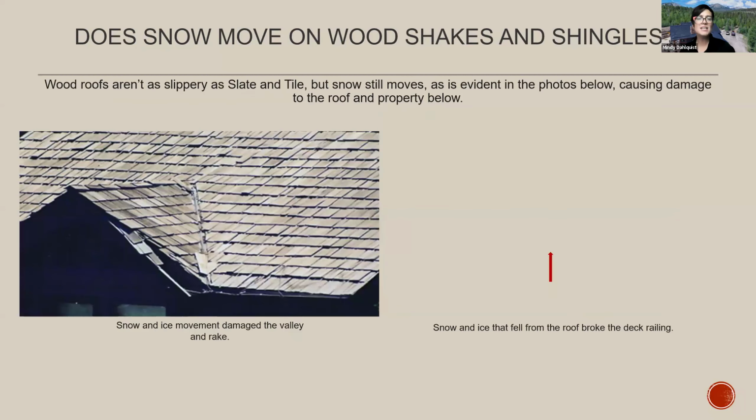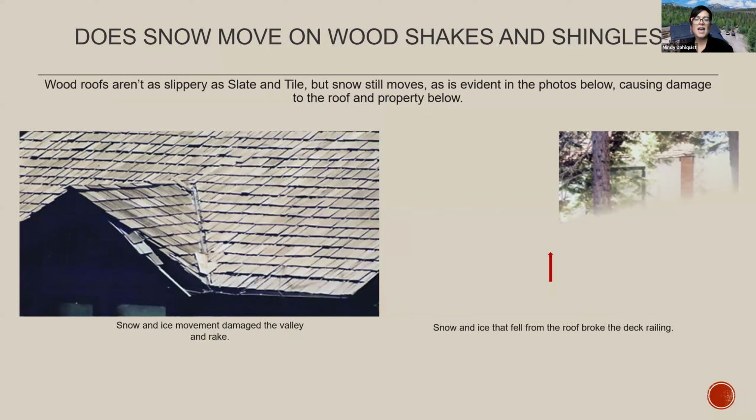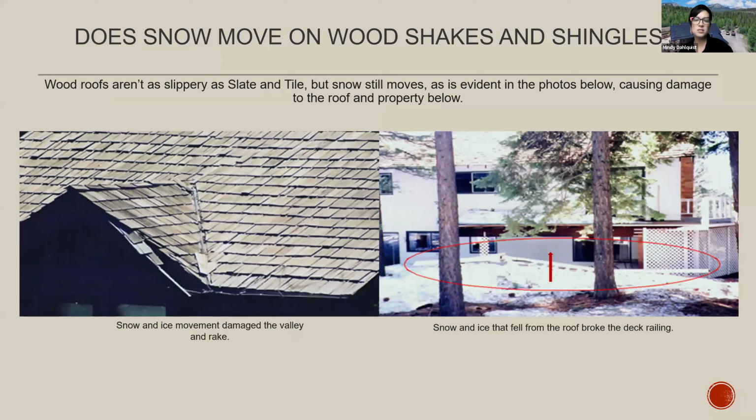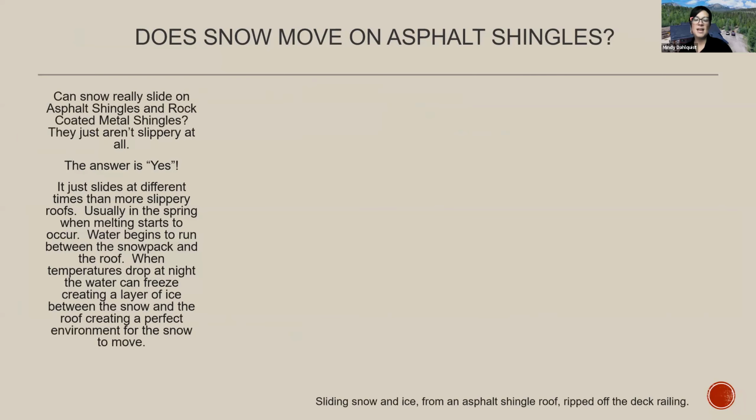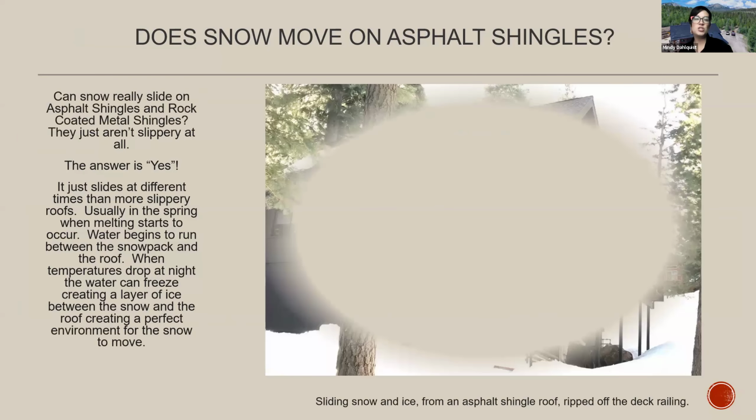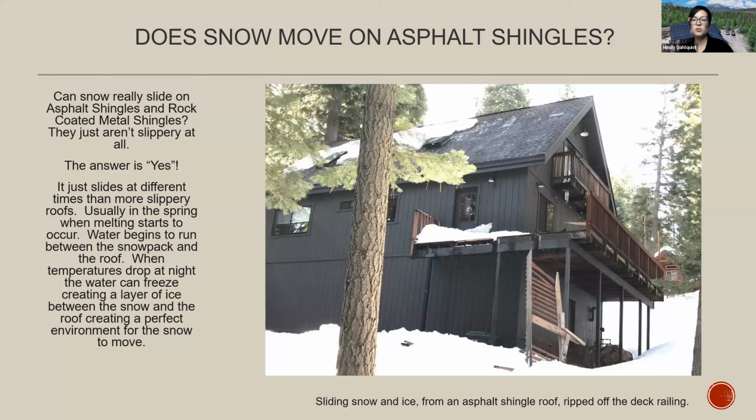And understanding that the snow still freezes to these surfaces, and then once it does move, it can take those products with it and then can also take other things with it as well. So there's a deck railing that's been removed from this house that has a wood roof on it. And then asphalt shingles, most definitely, yes, the snow can move on asphalt shingles.